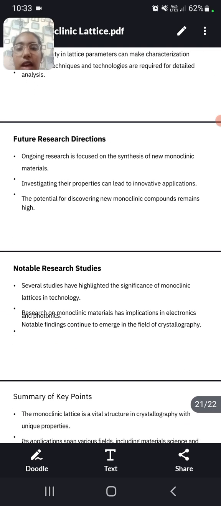Future research directions. Ongoing research is focused on the synthesis of new monoclinic materials. Investigating the properties can lead to innovative applications. The potential for discovering new monoclinic compounds remains high.